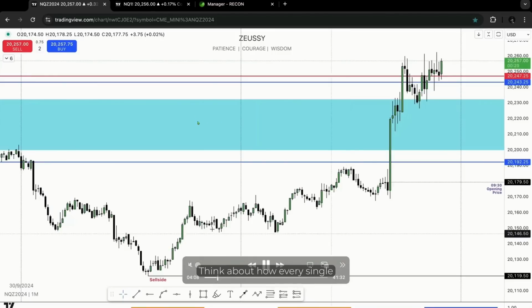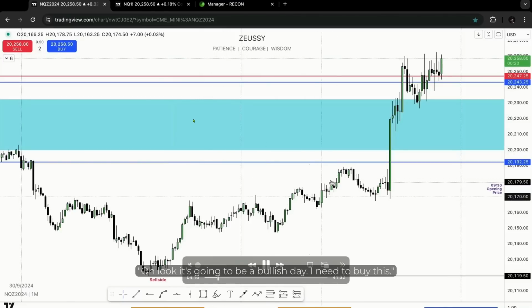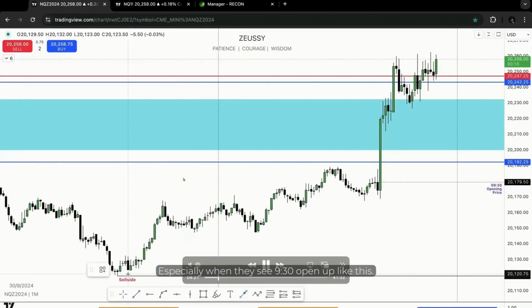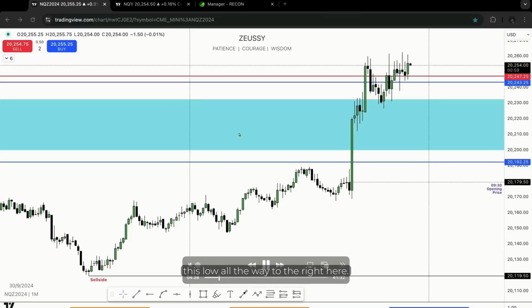Think about how every single retail trader is thinking now: oh look, it's going to be a bullish day, I need to buy this. Especially when they see the 9:30 open up like this. Therefore, a lot of sell-side liquidity is engineered below all of these lows. We can draw a clear trend line from this low all the way to the right here.